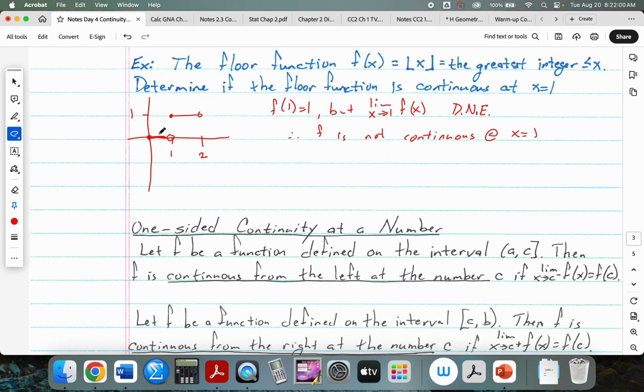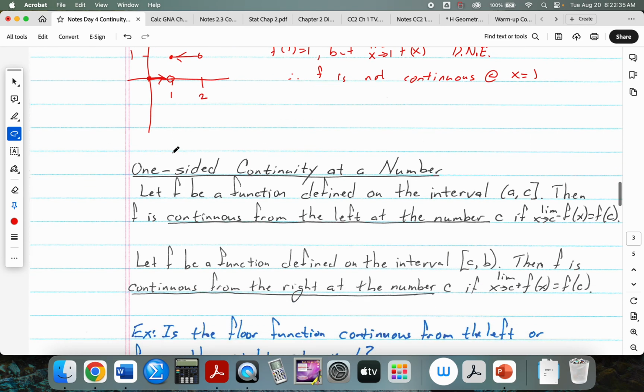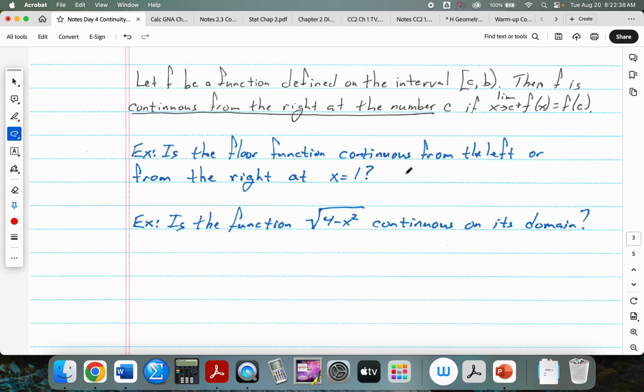So as we approach from the left, is the function continuous from the left? Because f of 1 is way up here. Yeah, you're right. Is it continuous from the right? Yeah, it's continuous from the right. So basically, it's like you're ignoring the other part of the graph entirely. So it's continuous from the right.